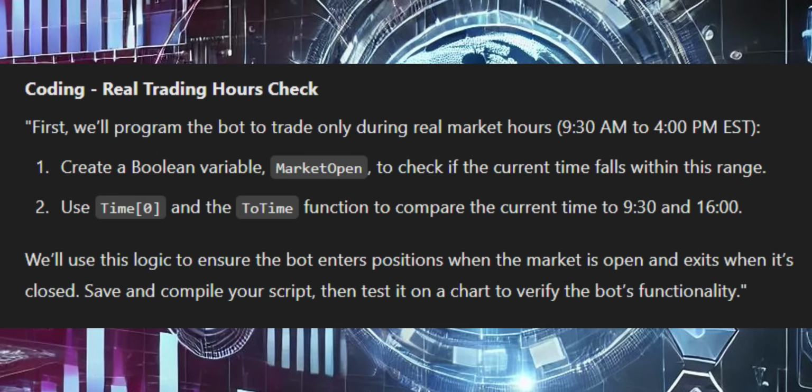We'll create a Boolean variable called market open. This will act as a switch, flipping to true when the time is right and false when the market is closed. Using time zero in the toTime function, we'll compare the current time against 9:30 and 1600. If the time falls within this range, market open is true, and the bot is ready to trade. This simple but powerful logic ensures your bot enters positions when the market is active and exits when it's not.